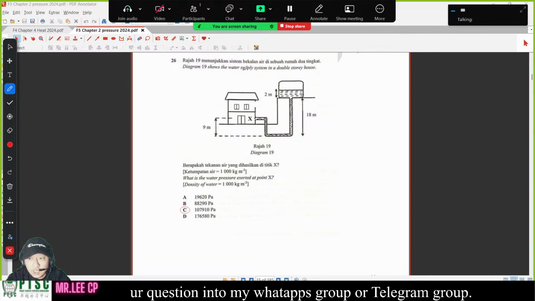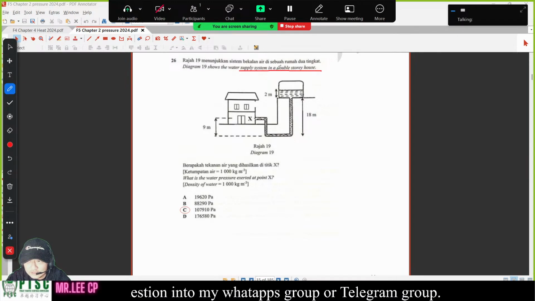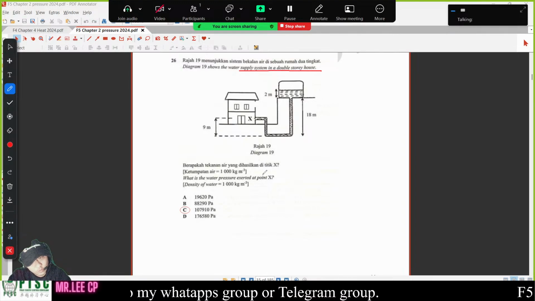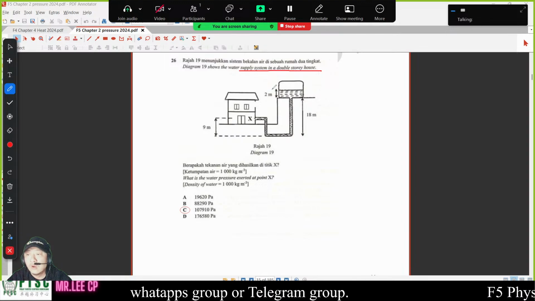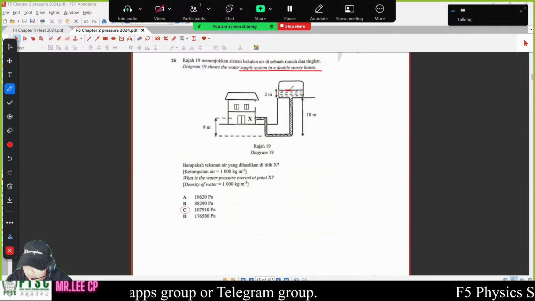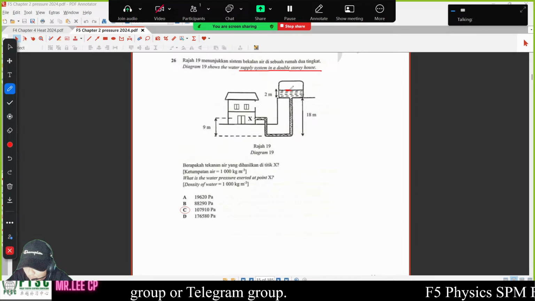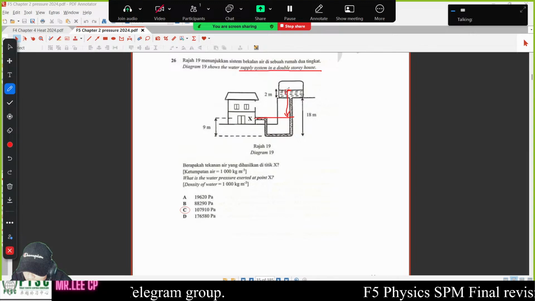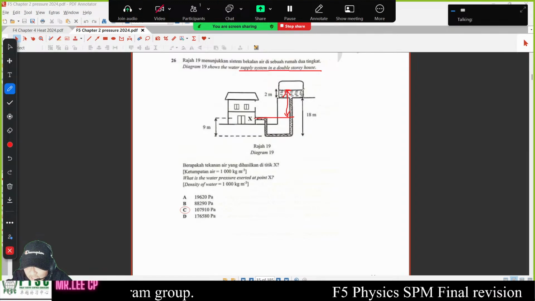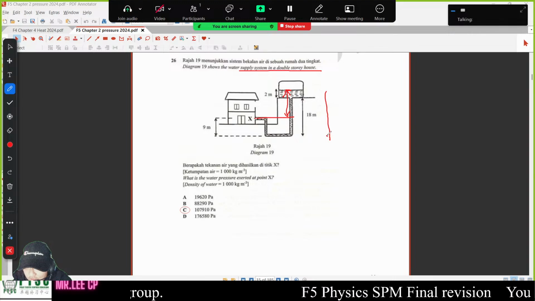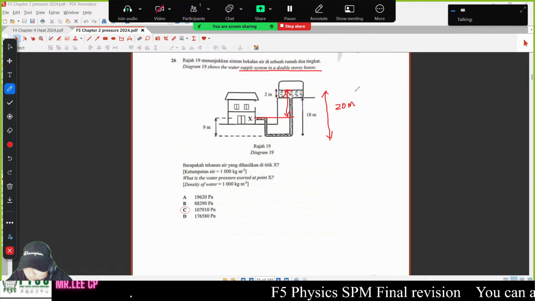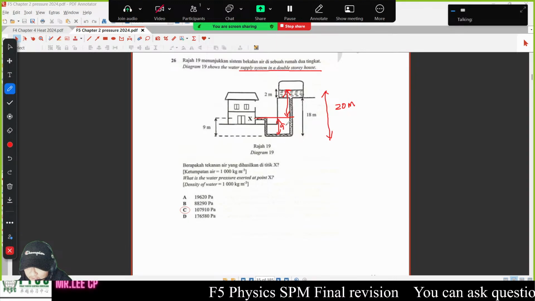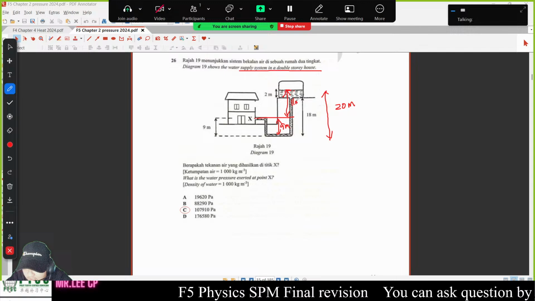So water supply is a double supply system in a double-story house. What is the water pressure? Water pressure only, no atmospheric. So you must calculate from the top of the water surface to the point X. So this is 18 plus 2, total 20 meter, but here it is 9. So here is going to be 11 meter.